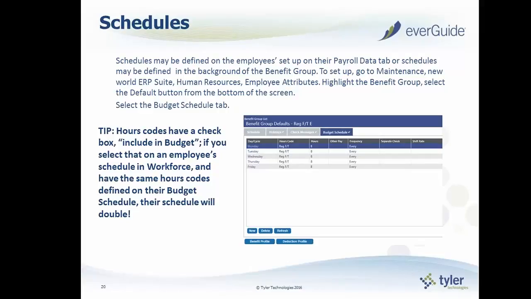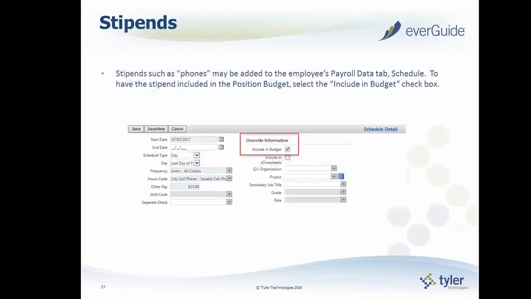All right, so I do have some tips throughout this of what not to do, so you can read through that. Let's move on to the next slide. Still has to do with schedules and hours codes or stipends. So a lot of times if I get a cell phone stipend or a car allowance, you have a lot of different things that you might stipend for.